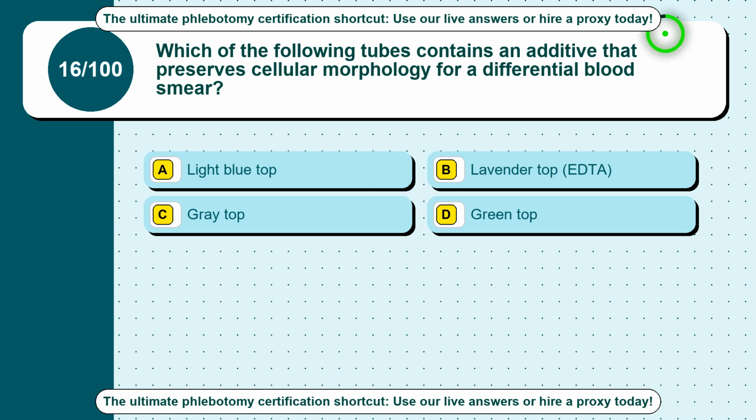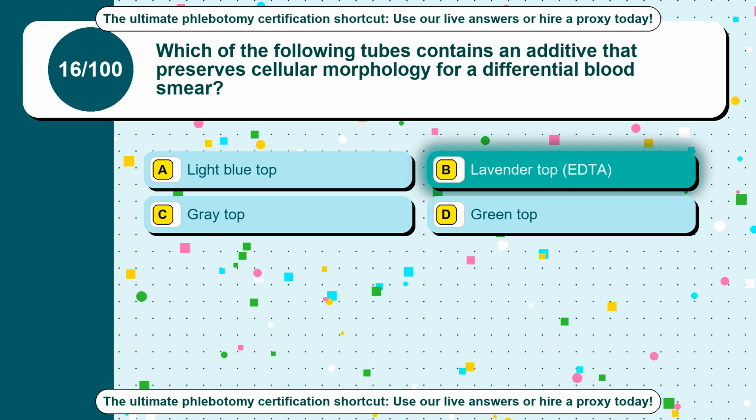Question 16. Which of the following tubes contains an additive that preserves cellular morphology for a differential blood smear? Option A, light blue top. Option B, lavender top, EDTA. Option C, gray top. Option D, green top. The correct answer is option B, lavender top, EDTA.